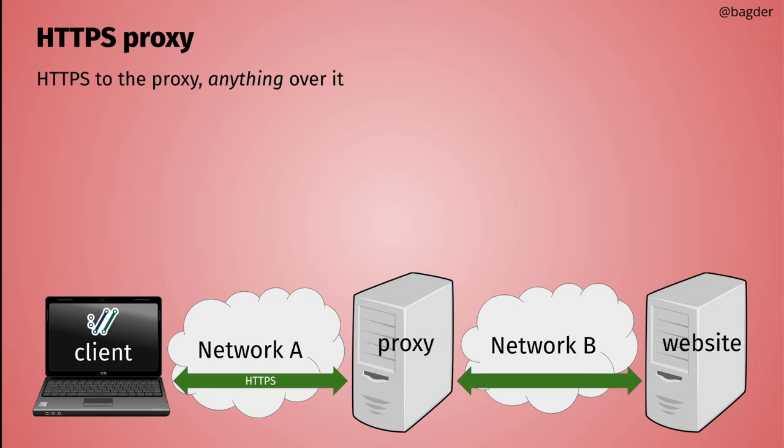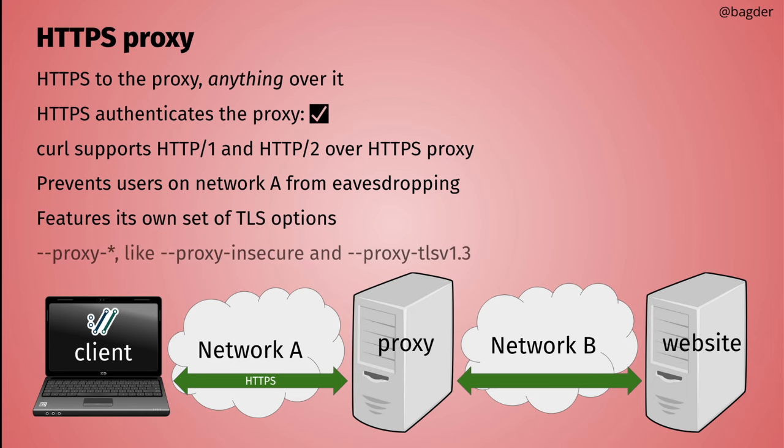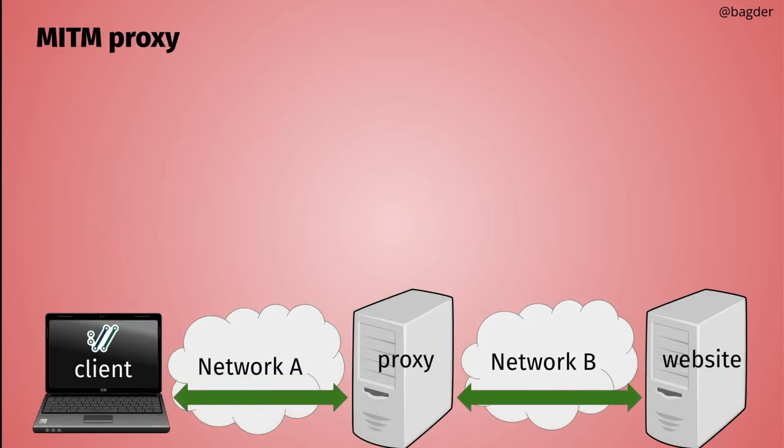Curl then of course speaks HTTPS proxies, and if you're going with an HTTP proxy or an HTTPS proxy, again, we say TLS is better than not TLS. So go with an HTTPS proxy if you can. Then it'll authenticate the proxy and it will encrypt all the traffic so that other users on network A cannot see your traffic. Even if you talk to the website with HTTP, for example, which is a clear text version, if you use an HTTPS proxy, you're protecting your data, at least from people on network A. And of course, curl supports both HTTP1 and HTTP2 when talking to the HTTPS proxy. Complicated, but fun stuff. And a lot of options to allow you to tweak those things.